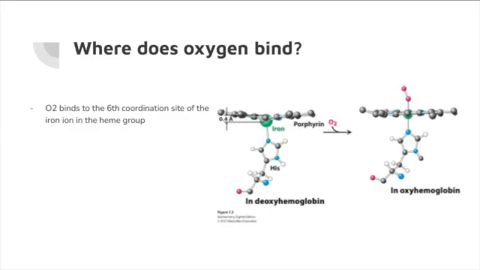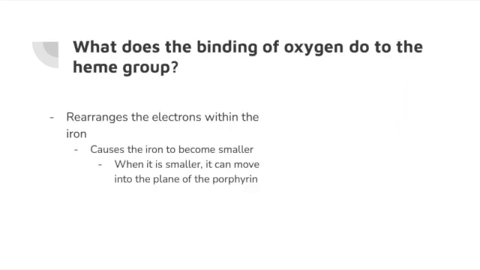So where does oxygen bind? Oxygen is going to bind to the 6th coordination site of the iron ion in the heme group. As you can see here, the binding of oxygen does change the conformation of the heme group. So what does the binding of oxygen do to the heme group? It rearranges the electrons within the iron, and this causes the iron to become smaller, and when it is smaller, it can move into the plane of the porphyrin.